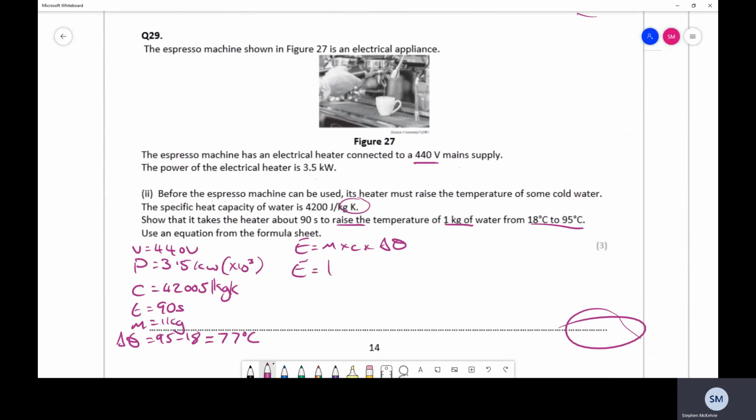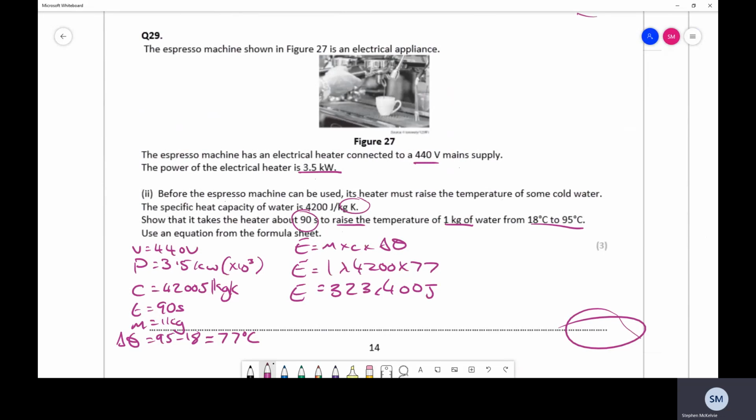So I shall say that energy is 1 times 4,200 times 77. Pop that into my equation. 1 times 4,200 times 77 is equal to 323,400 joules. That's the amount of energy that's needed. Now, how am I going to figure out if it takes 90 seconds or not?